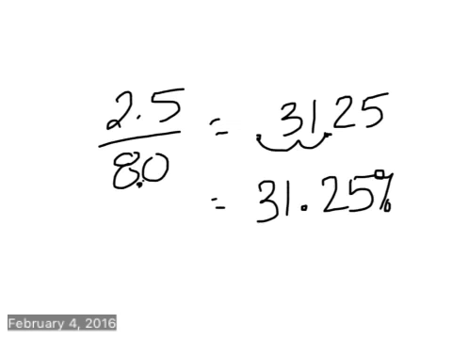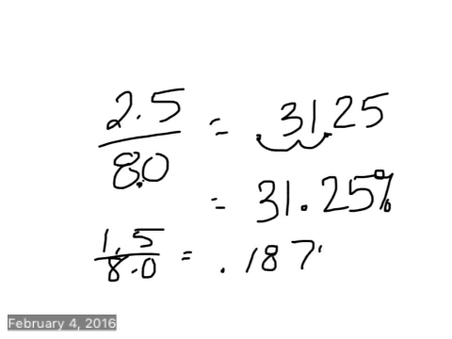Number 2 says, what percent of the time does Reese spend making special deliveries? Special deliveries is 1.5 hours. So 1.5 divided by 8 is 0.1875. So again, 2 spots over, and I get 18.75%. That's number 2.